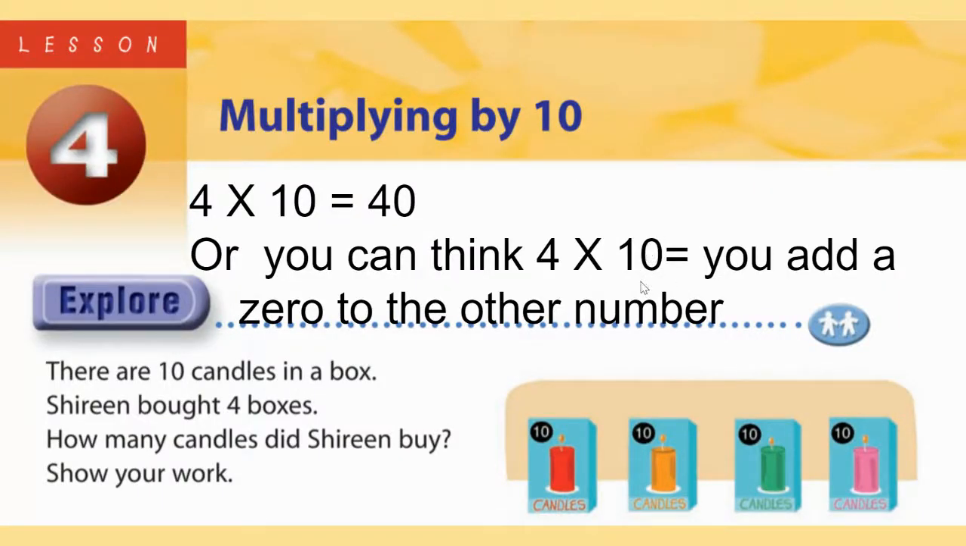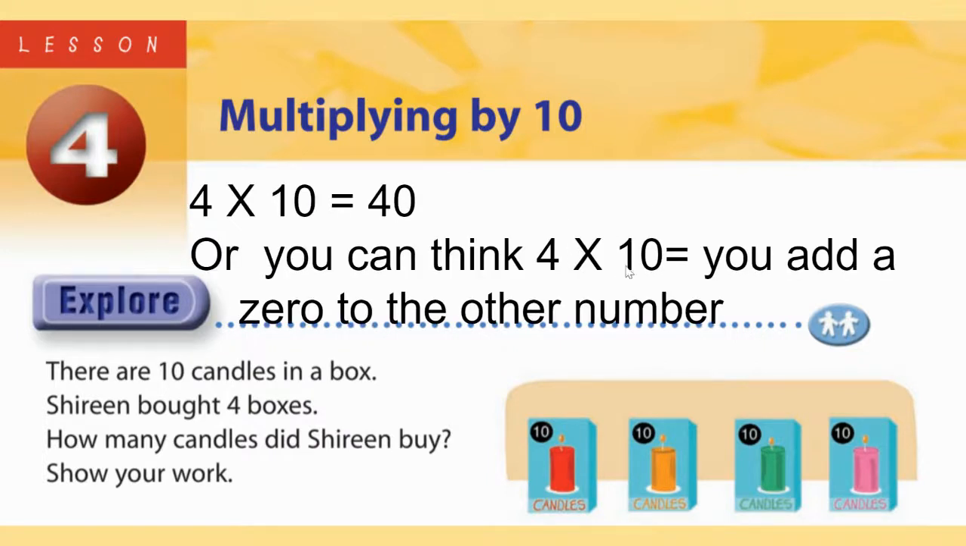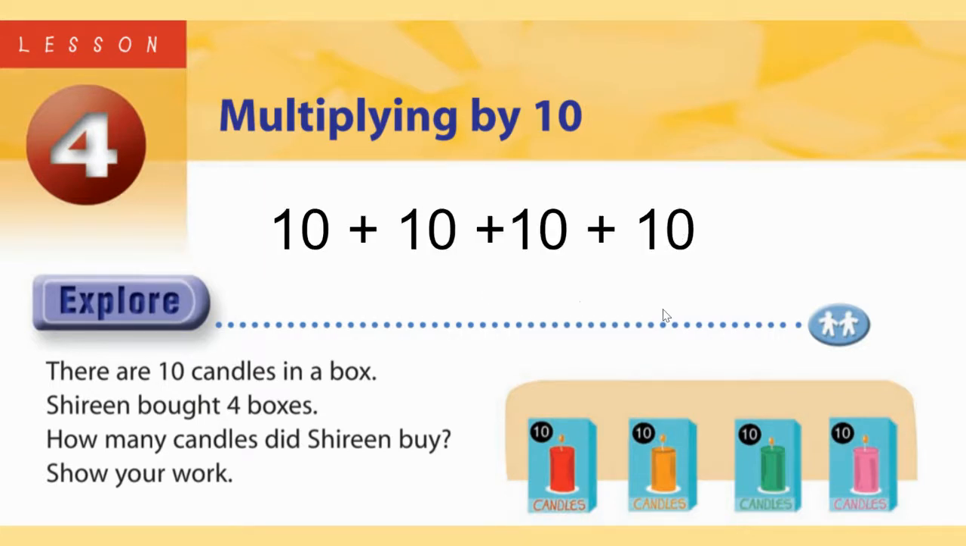When you multiply something by 10, you actually add a 0 to the end of the other number, and that would be your answer. 4 times 10 equals 40. So if we move 0 over here, it'd be 40. So that's just a strategy.